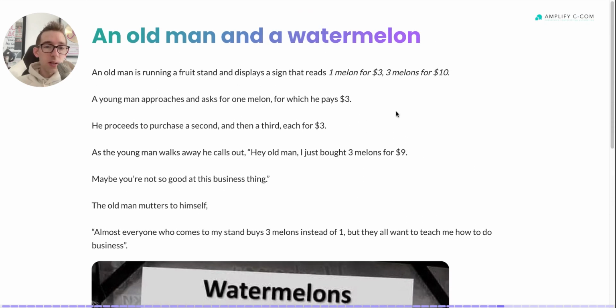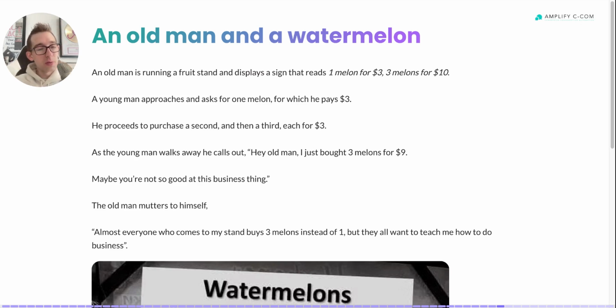So the old man is running a fruit stand and he displays a sign that says 1 melon for $3, 3 melons for $10. The young man approaches and asks for 1 melon, which he pays $3 for. He then proceeds to purchase a second and then a third for $3 each. He's like, I got around that one. I saved $1. He said, hey, old man, I just bought 3 melons for $9. He said, maybe you're not as good at this business thing as you think.